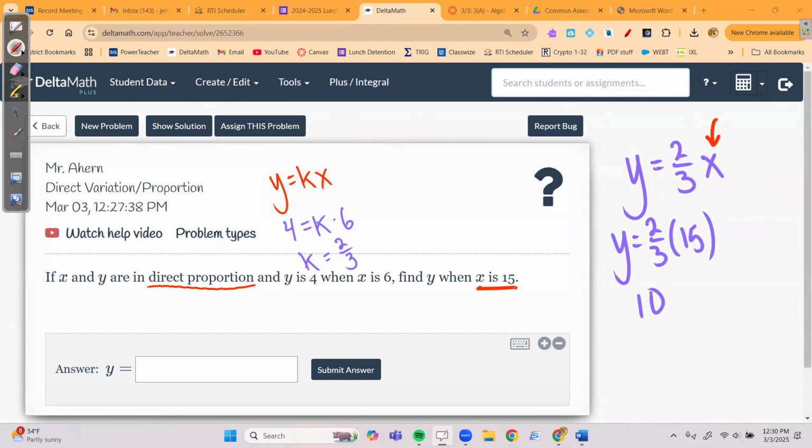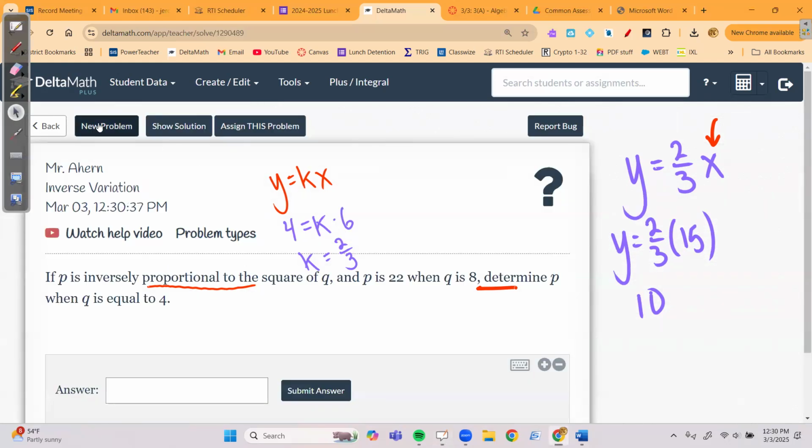Okay, so that's an example of a direct variation problem. There's no fluff. There's no talk about water pressure and dog food and stuff. It's all just to the point. They'll tell you, here's the direct proportion. Here's an x and y value that are in this proportion. And then I'm going to give you one, you solve for the other. It's very repetitive. Let's take a look at an inverse one.